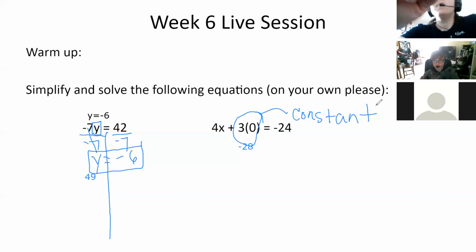Good. Very good. And then at this next one here, we're going to evaluate, since we can, before we solve that. Let's evaluate what that coefficient would be. What would 3 times 0 be? 0. Yeah, so this turns into 4x plus 0.